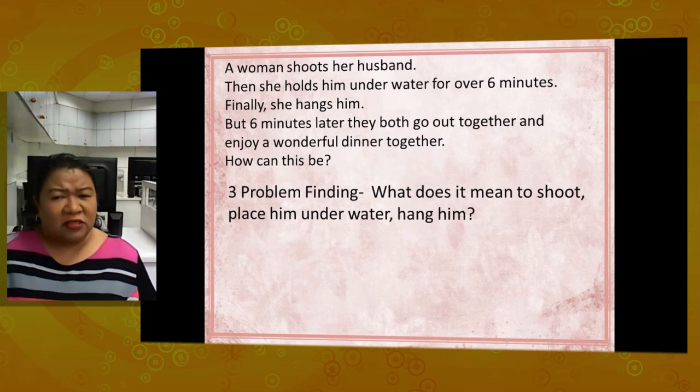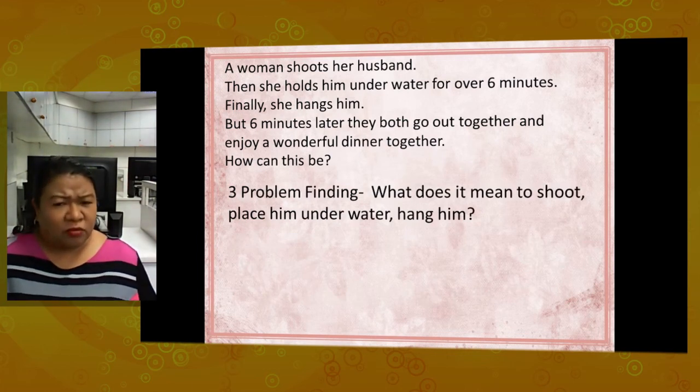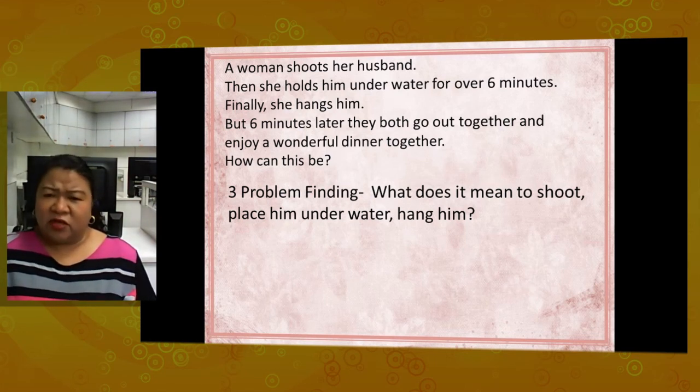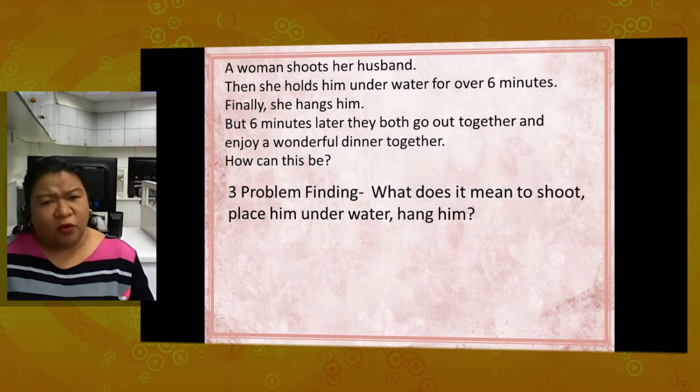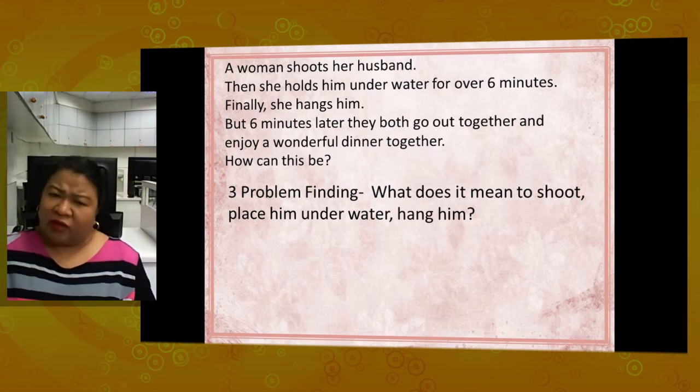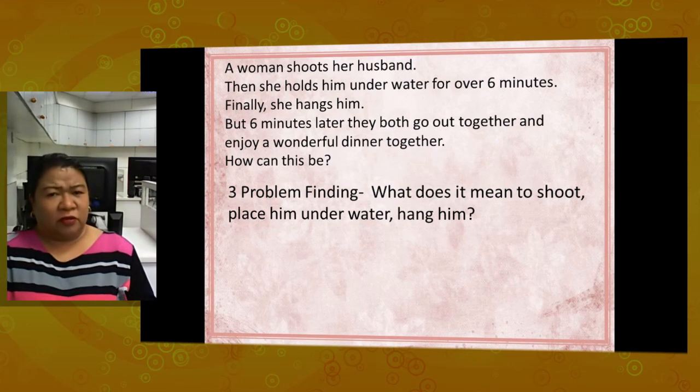And step three is, what does it really mean to shoot, place him underwater, hang him? So what is really the problem? How can she do all of this and then they still go out and have a wonderful dinner together? How can that be possible? So that is the mystery that you need to solve.